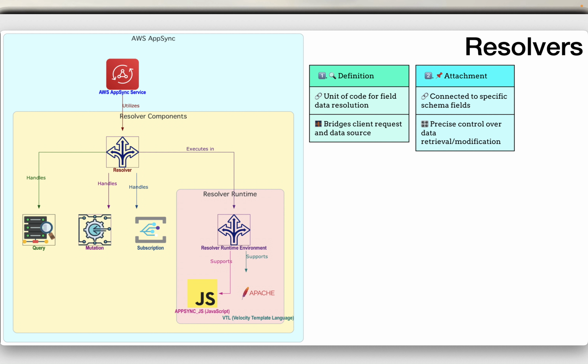Resolvers are connected to specific fields within the types defined in your schema, and this attachment allows for precise control over how each field's data is retrieved or modified. For example, in the person example, we have the ID field. So ID will be attached to a resolver, and that resolver will know how to handle the ID. Or just think of a column or a field in a table. You attach a resolver, and the resolver has the logic about how to fetch, query, mutate, or update the data.